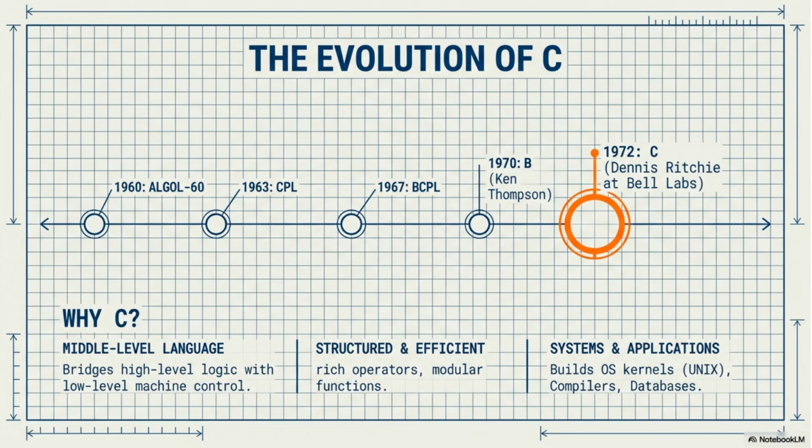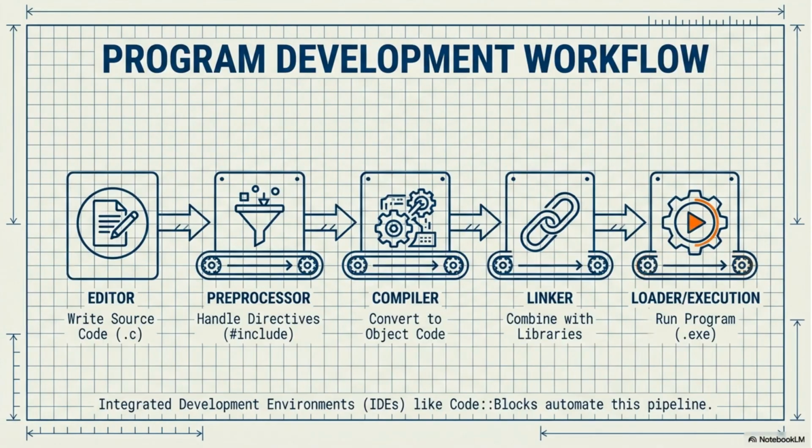It is a middle-level language, balancing high-level logic with low-level machine control. It's structured, efficient, and used for systems like operating system kernels. The program development workflow involves several stages: writing source code in an editor, handling directives by the preprocessor, converting code to object code by the compiler, combining with libraries by the linker, and finally, running the program via the loader/execution step. IDEs automate this pipeline.